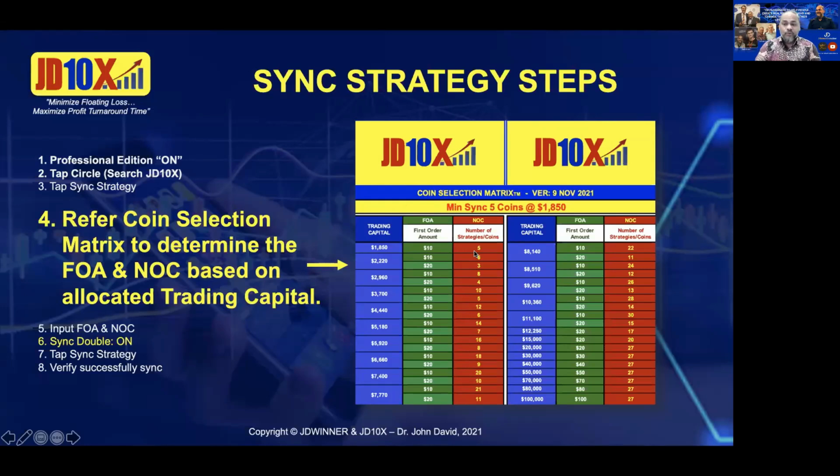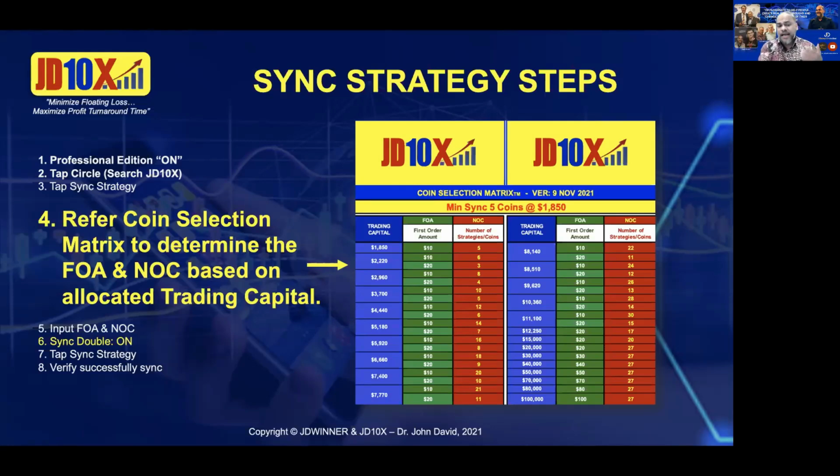Can you see that? We never put 1, 2, 3, 4. So if you are doing 1, 2, 3, 4, it is not recommended. If you don't see the result, please do not provoke us, because we have already prescribed and given you the recommended number of coins and what is the minimum capital you need for JD10X. I hope that is clear.